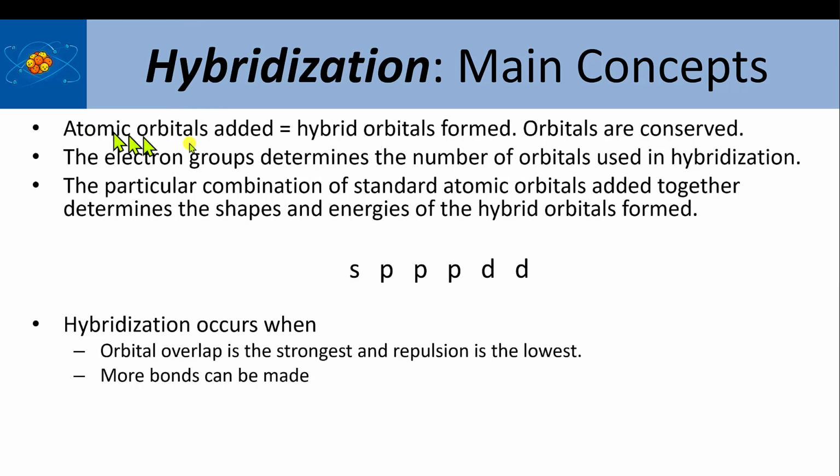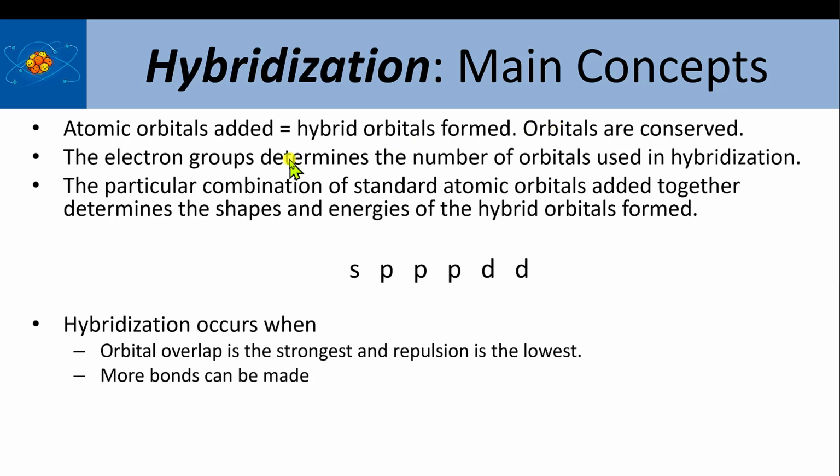So we have atomic orbitals that we're going to hybridize. And when we form hybrid orbitals, right, we have orbital conservation. That is, for every orbital that you put in, you get one hybridized orbital out. So if I put in an S and a P, I'll end up with two sp hybridized orbitals.